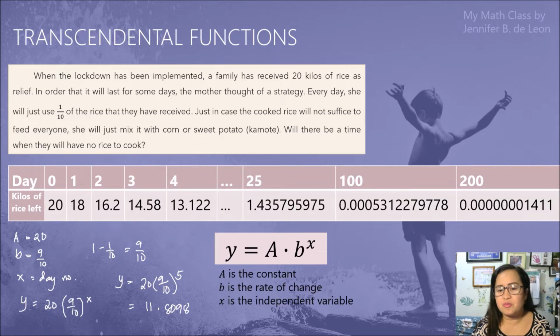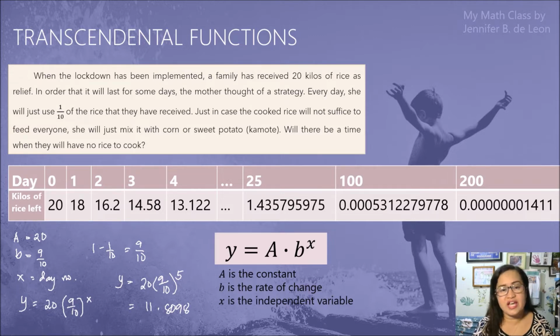Probably you may be answering, yes, there will be a time that they will have no rice to cook. Or probably you will say no, because based on our table, there will always be rice left, even a small portion. So as you can see, on the 200th day, we still have a certain portion. So if you answered no, you are correct. Mathematically, there will be no time that the family have no rice to cook.